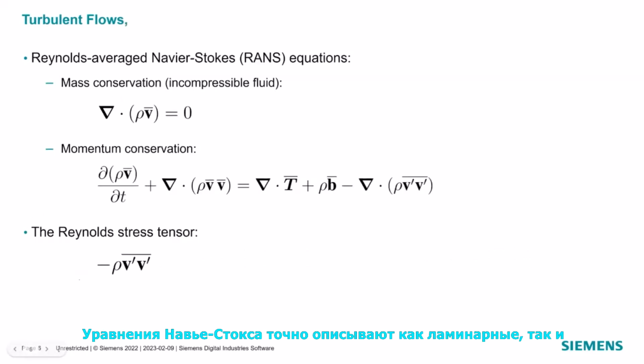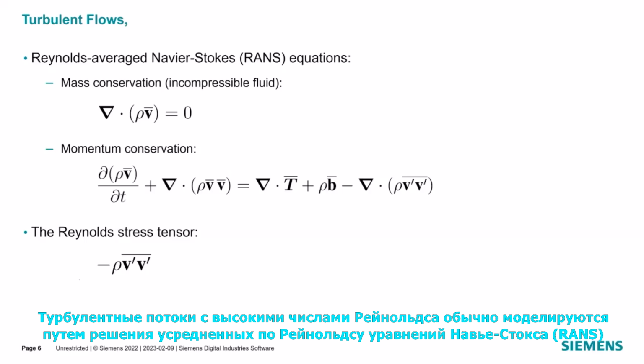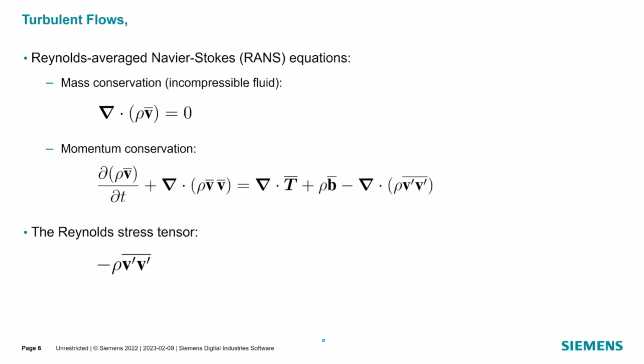The Navier-Stokes equations describe accurately both laminar and turbulent flows. However, turbulent flows include fluctuations of velocities and pressure over a huge range of scales, both in space and in time. This is why the direct numerical simulation using Navier-Stokes equations is not practical except at relatively low Reynolds numbers. Turbulent flows at high Reynolds numbers are usually simulated by solving the Reynolds averaged Navier-Stokes, or RANS, equations.